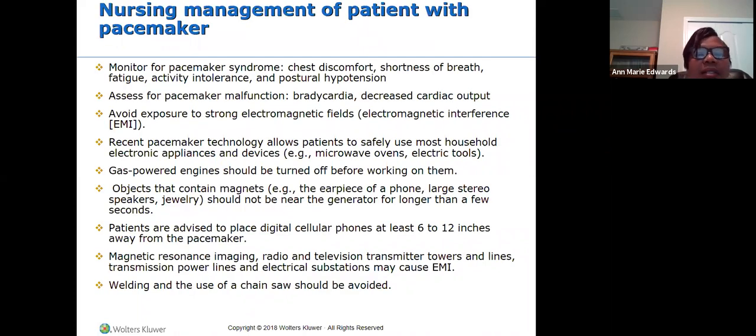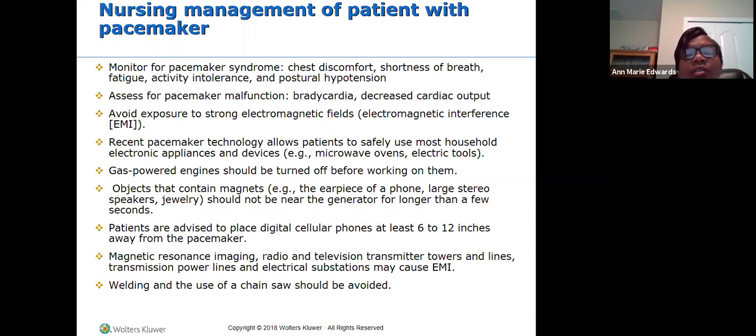So when a patient has a pacemaker, we monitor for pacemaker syndrome, which is chest discomfort, shortness of breath, fatigue, activity intolerance, and postural hypotension. We also assess for pacemaker malfunction. They may have bradycardia and decreased cardiac output. We try to avoid exposure to strong electromagnetic fields, and we have to educate our patients on these because they can get electromagnetic interference.